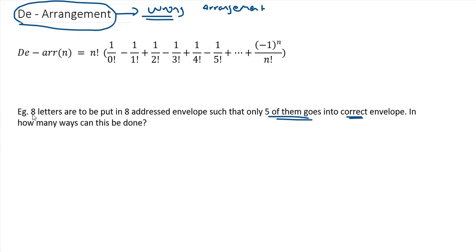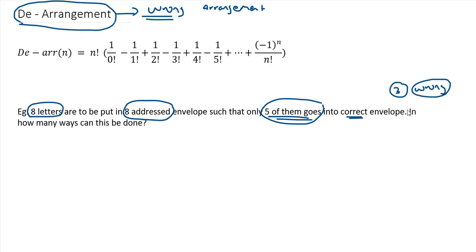So out of 8 letters which are to be put into 8 envelopes, only 5 of them should go into the correct envelope. So that means the remaining 3 should go into the wrong envelope. So what we need to find basically is in how many ways can we put 3 letters in the wrong envelope. So for that we'll have to use the concept of derangement.